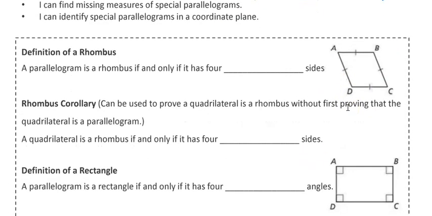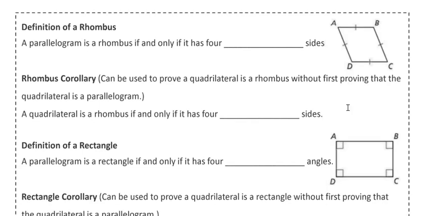Okay, so we're talking about some vocabulary today. The definition of a rhombus: if you already know the figures of a parallelogram, you know the opposite sides are parallel. If it's a parallelogram and it has 4 congruent sides, then that means it is a rhombus. So a rhombus is a parallelogram that has 4 congruent sides. All the sides are the same length.